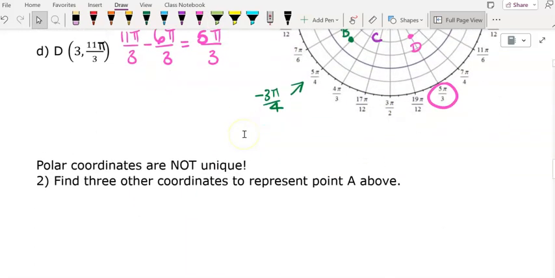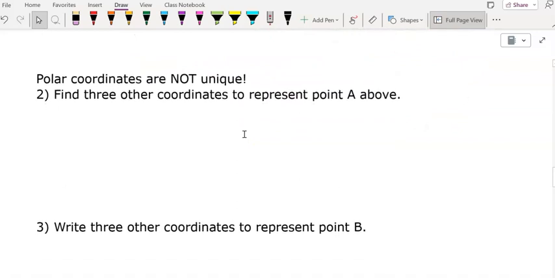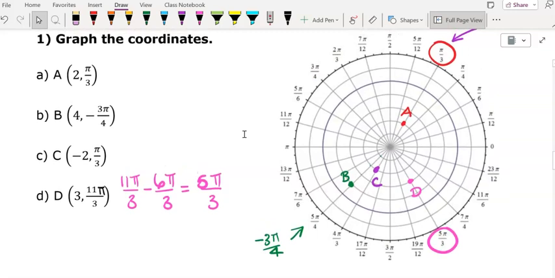Okay, now polar coordinates are not unique. So what that means is just like what we just applied here, 11 pi over 3 and 5 pi over 3 are exactly the same thing, right? Or 5 pi over 4 and negative 3 pi over 4 are also the same thing, right? I have an infinite set of ways that I can say the exact same polar coordinates, okay?